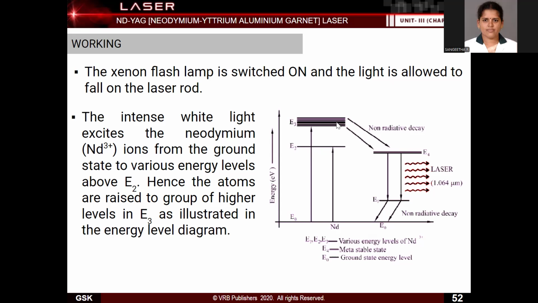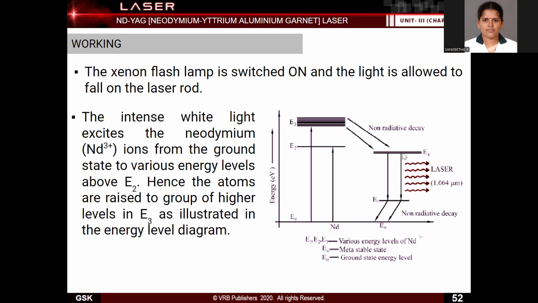E3 is not a metastable state, and from the E3 state, due to non-radiative decay, the electron will move to the E4 state. The E4 state is a metastable state. In the metastable state, the atom will stay for a lifetime of 10 to the power of minus 8 seconds. Here the population inversion is produced, that is, the number of atoms in the E4 state is more than the number of atoms in the E1 state. So stimulated emission takes place.